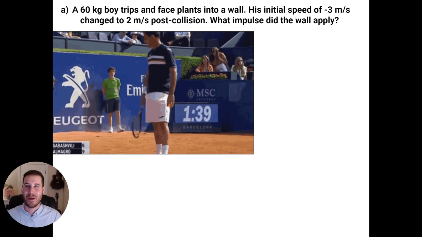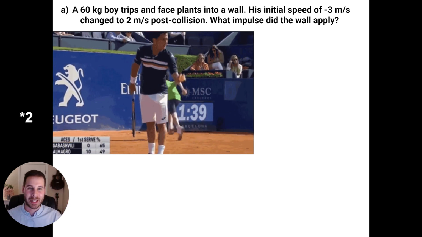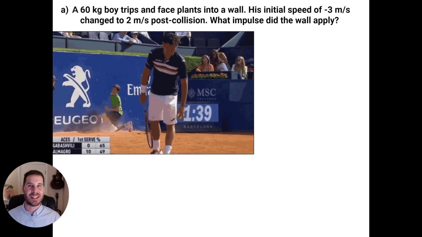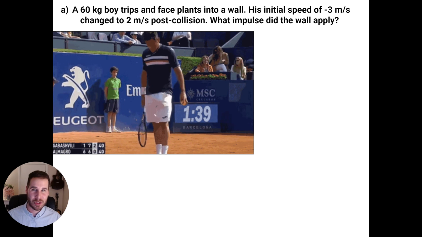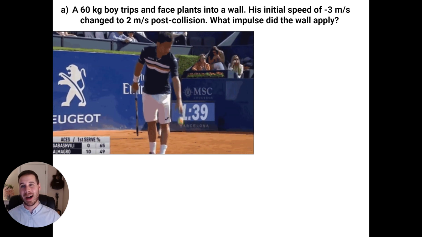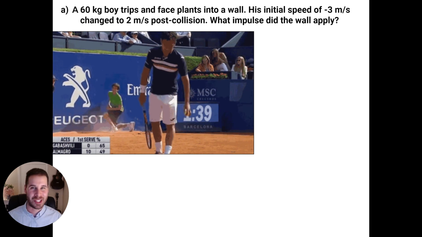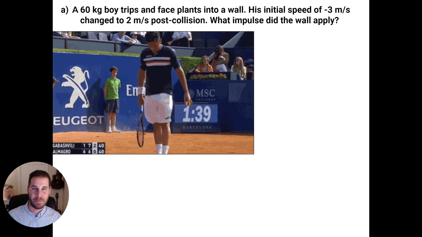Maybe you've seen this GIF before, and I've turned it into a physics problem. So here's part A. There's going to be 3 parts, and we'll quickly go through all of them. A 60-kilogram boy trips and face plants into a wall. His initial speed of negative 3 meters per second changed to positive 2 meters per second after the collision, or post-collision. What impulse did the wall apply to the boy?